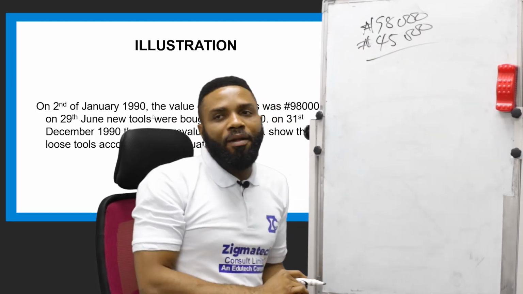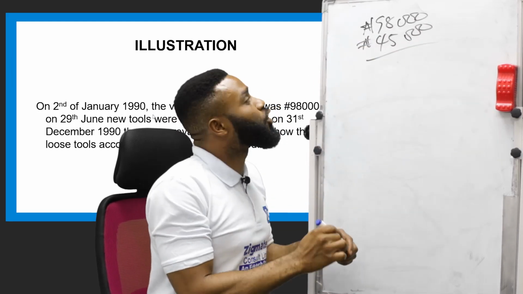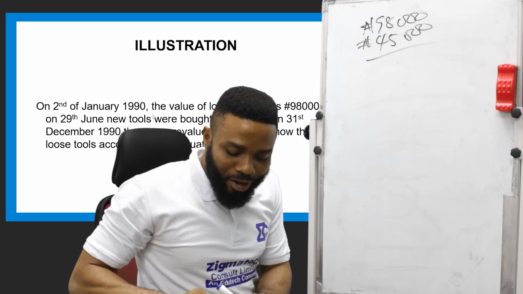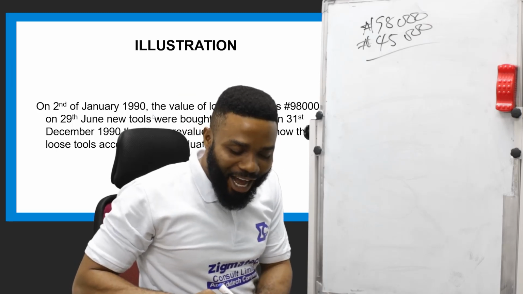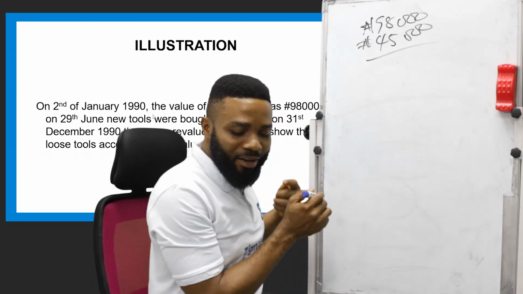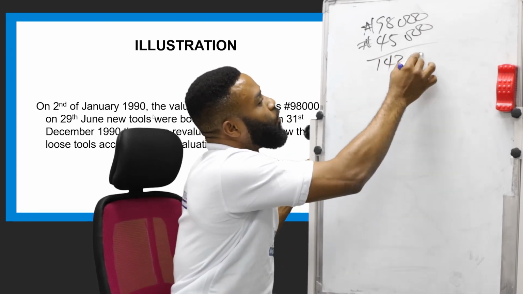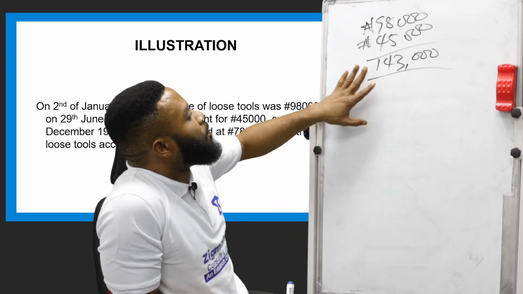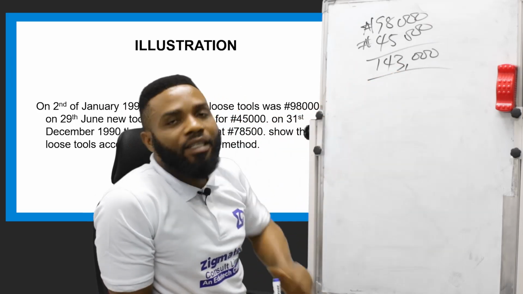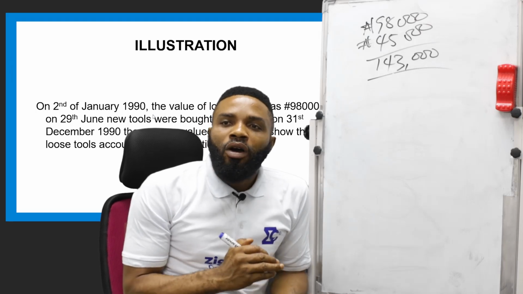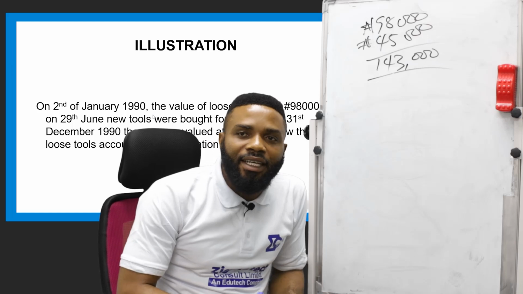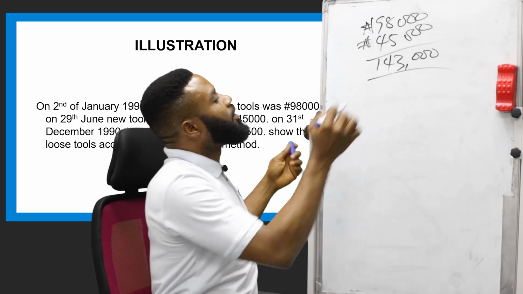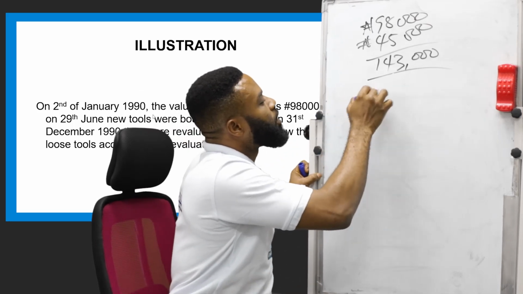Now let's add this together. 98,000 plus 45,000. What do you have? You have 143,000. Now this is the value of the asset we have in stock. They said that on 31st December 1990 they were revalued at 78,500. So now the revalued cost is 78,500.